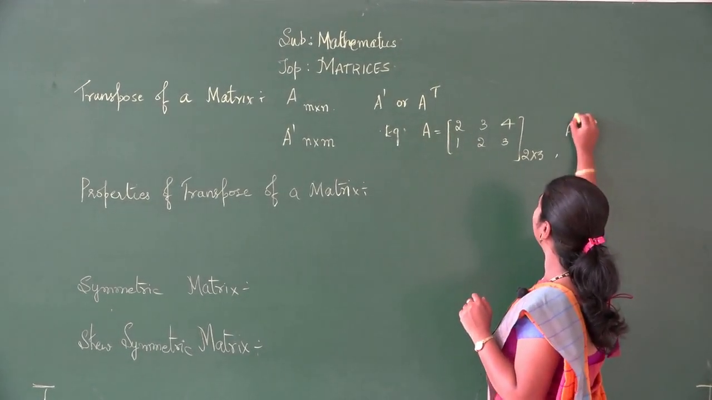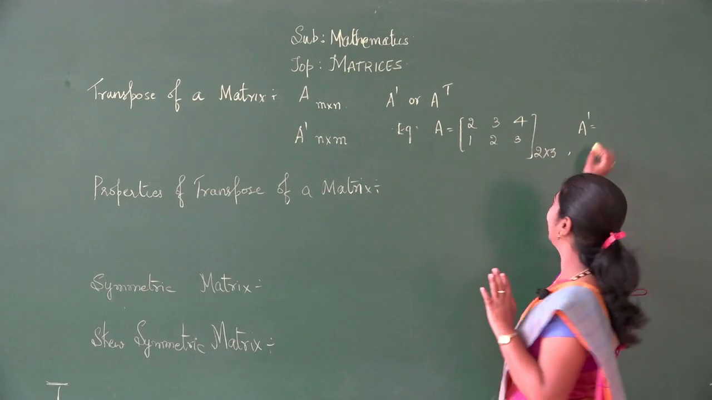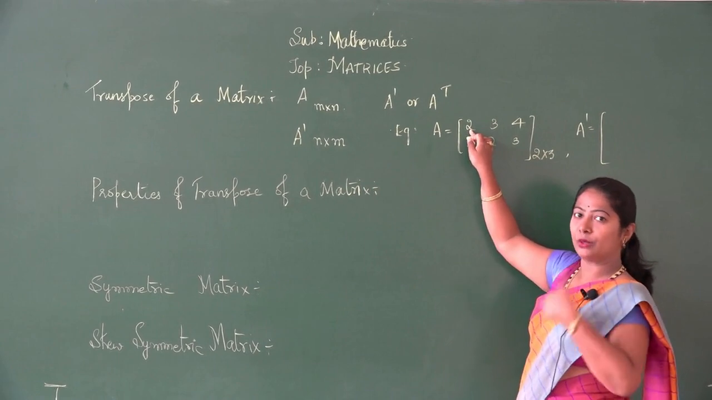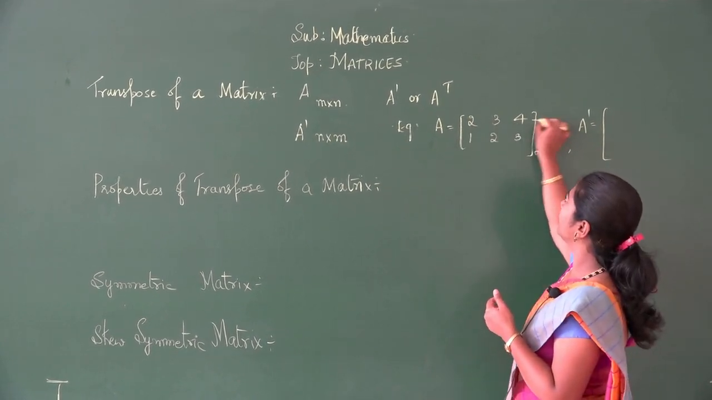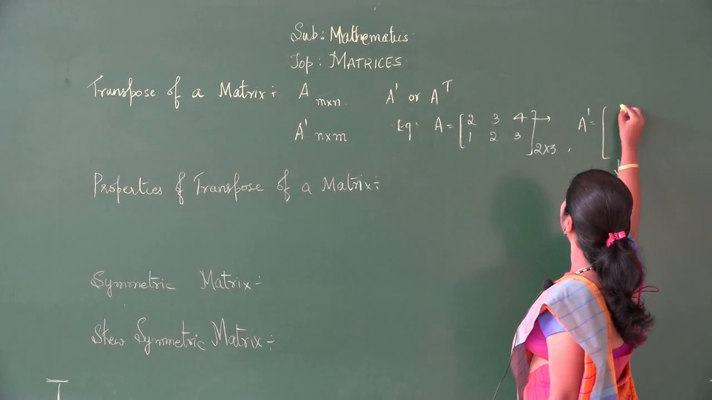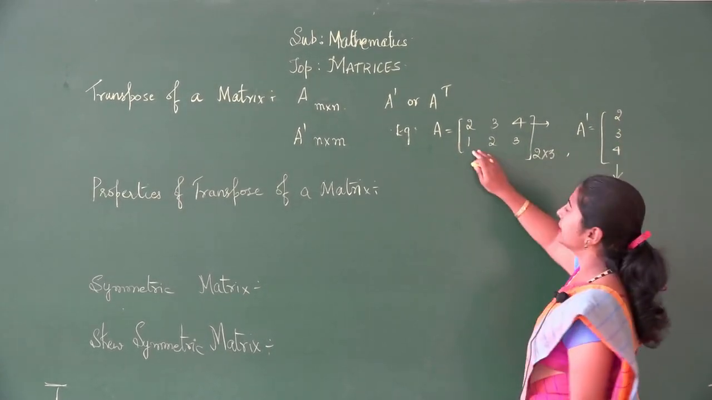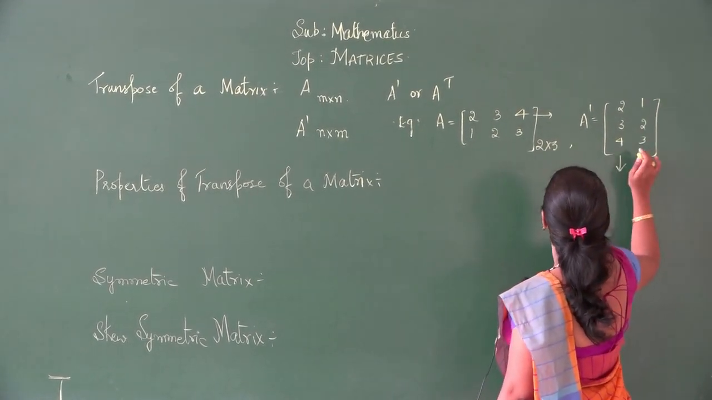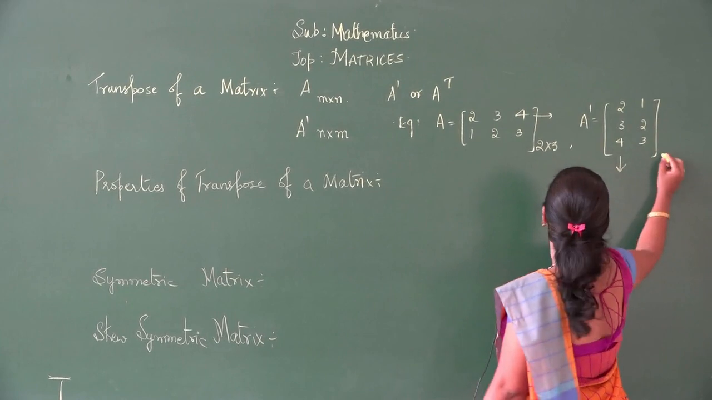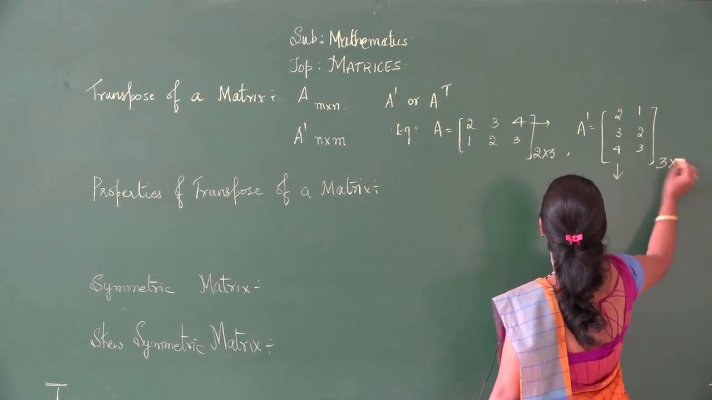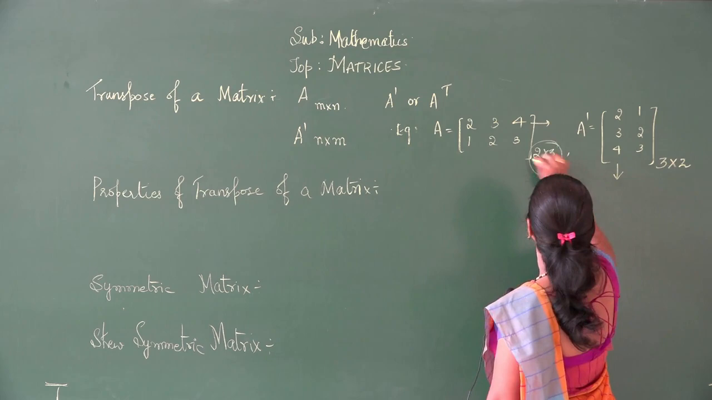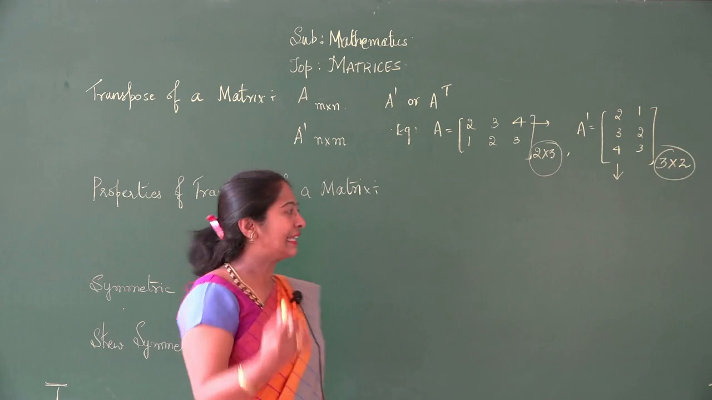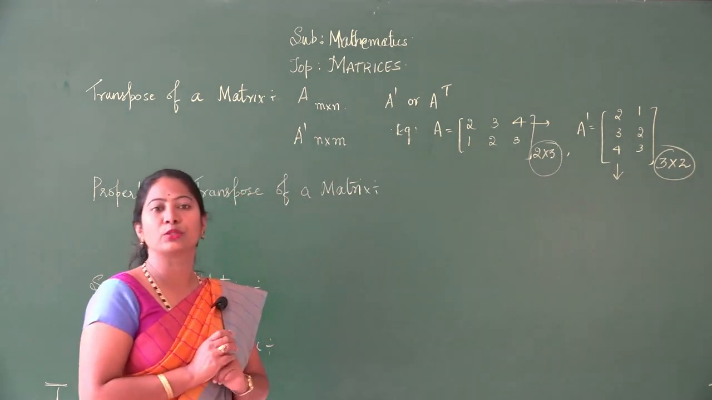That is A dash, the transpose of the matrix A, is written as the first row becomes the first column. You are interchanging rows and columns. 2, 3, 4 is in the first row. This becomes the column and is written as 2, 3, 4. The second row becomes the second column, that is 1, 2 and 3. What is the order of this matrix? How many rows does it contain? 3 rows. How many columns does it contain? 2 columns. That is, the m cross n order of the matrix A will become n cross m. This is about the transpose of a matrix.